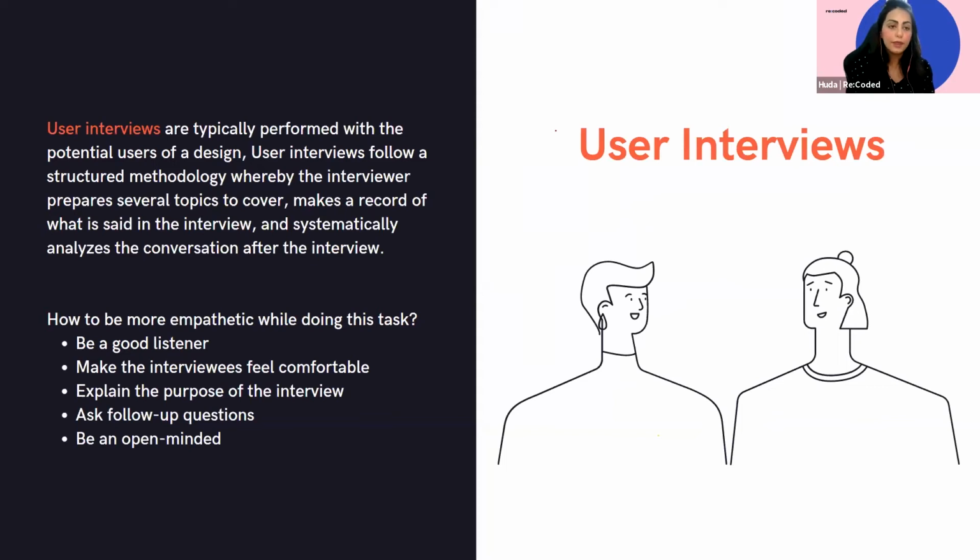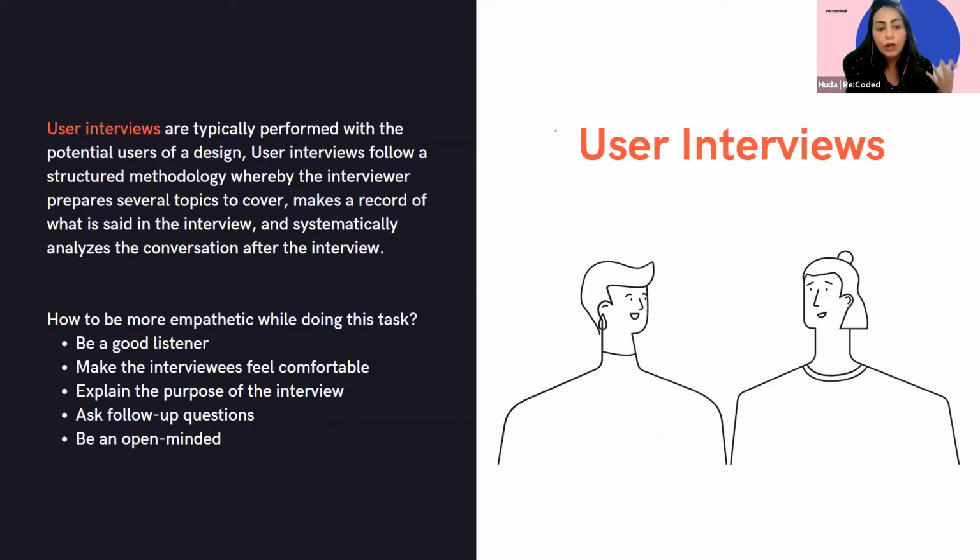Another way to empathize with the users is user interviews. User interviews is a great tool to empathize with the users. It's basically writing some questions about your problem, and asking your users these questions. You're going to get a lot of great qualitative information from these interviews, and it will help you a lot to understand the needs of the users.